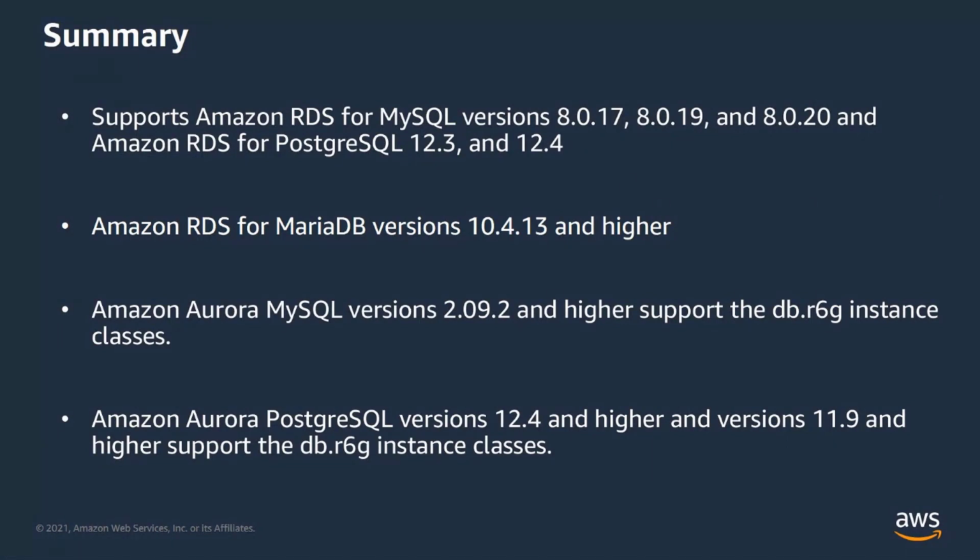In order to use the AWS Graviton2 powered RDS and Aurora systems, the following versions need to be used. We support Amazon RDS for MySQL versions 8.0.17, 8.0.19 and 8.0.20, and Amazon RDS for Postgres versions 12.3 and 12.4. Amazon RDS for MariaDB versions 10.4.13 and higher.